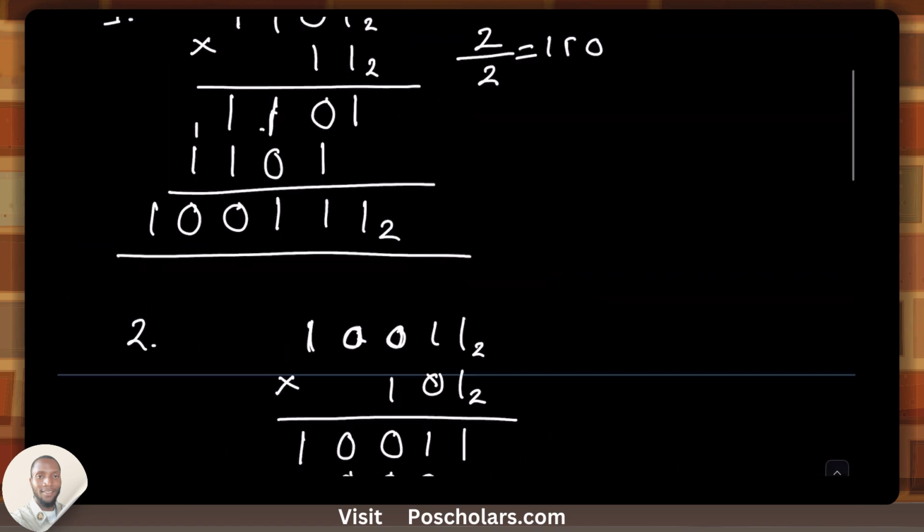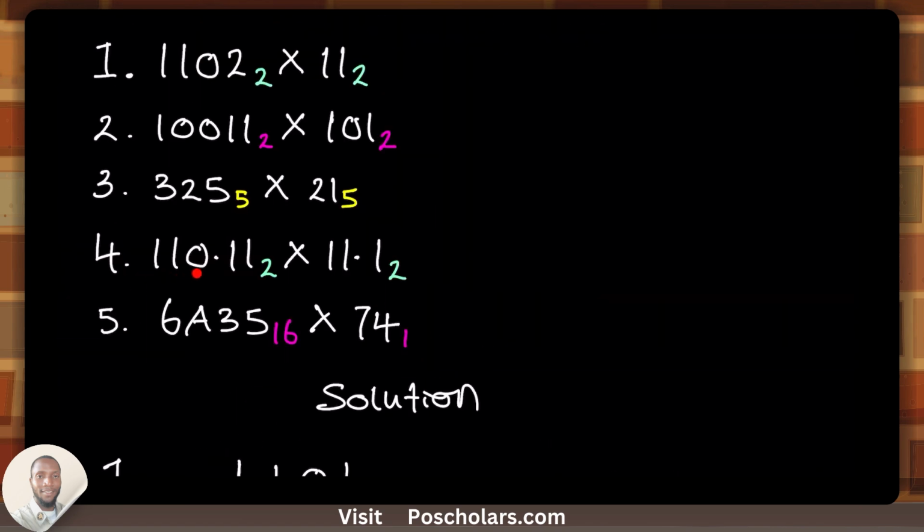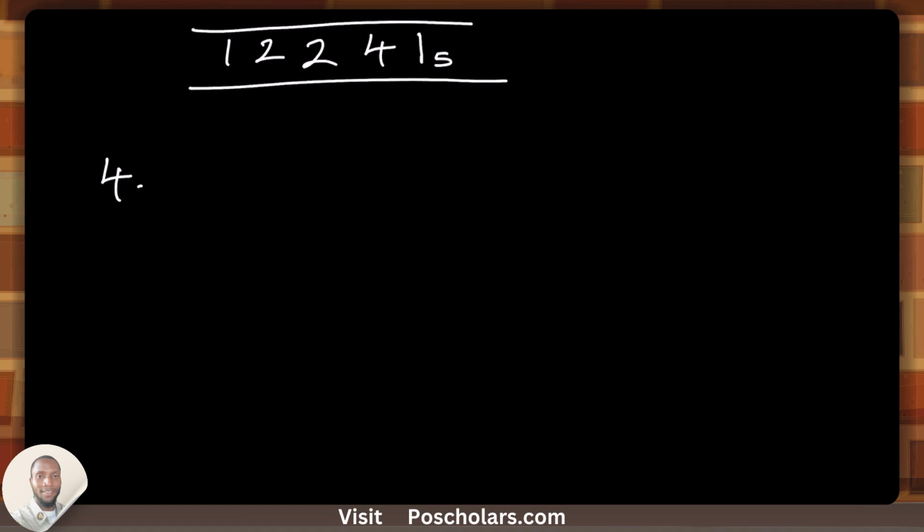Next, question 4. Question 4 says 110.11 base 2 times 11.1 base 2.